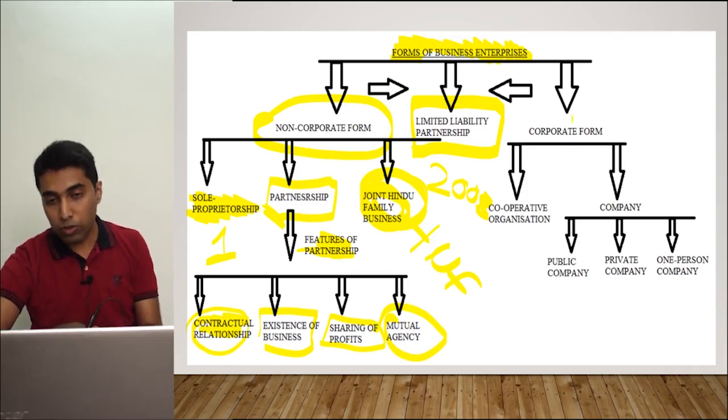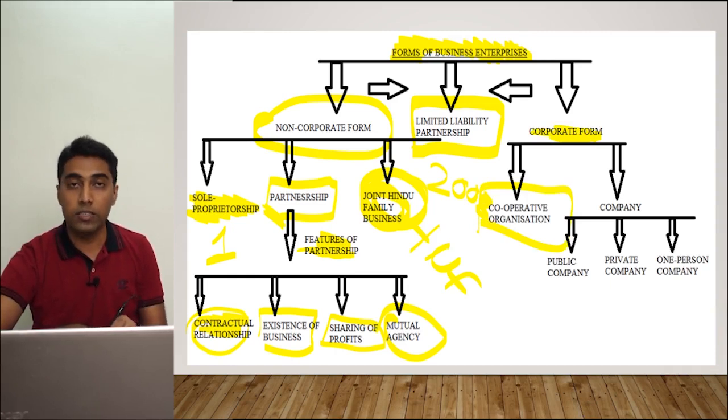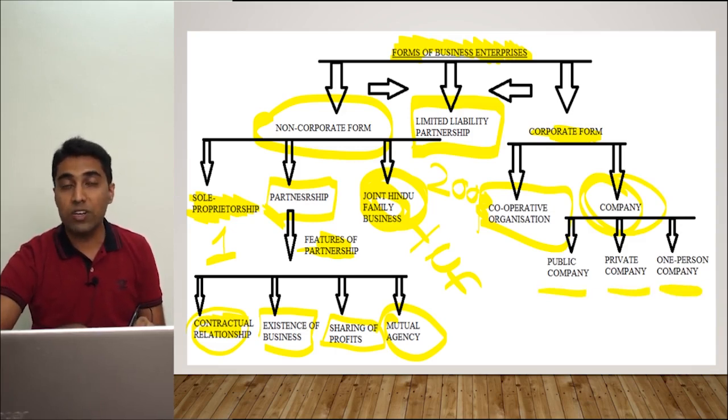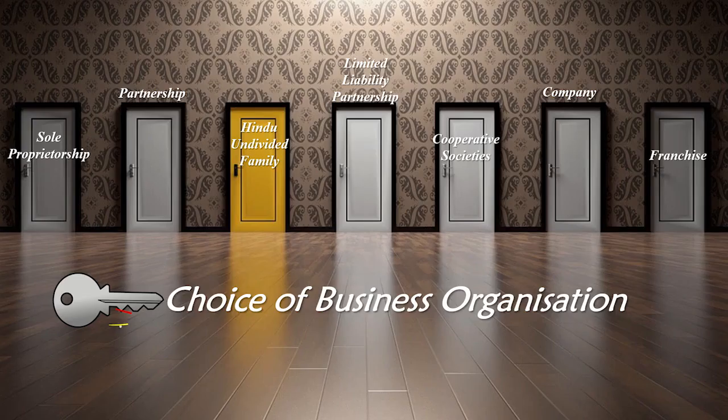Then if you go to the corporate form of entity, we have corporate society organization, and then we have company. In company, we have public company, private company, and one person company. So what is each one of them? We will be understanding in detail. Choice of business organization. So this is the first chapter where we study what is the door you must take for your business. This is important.